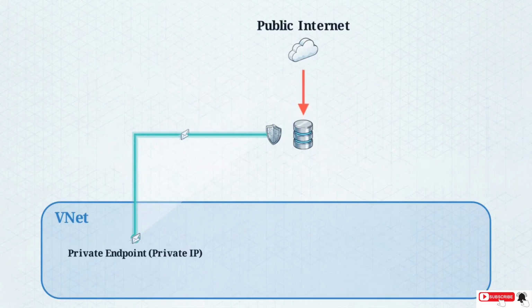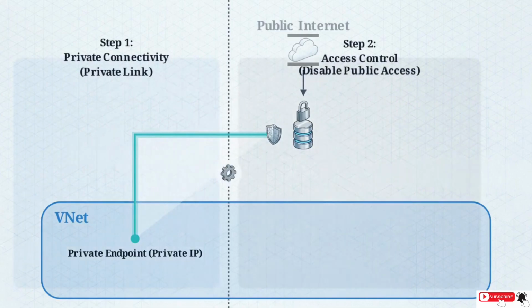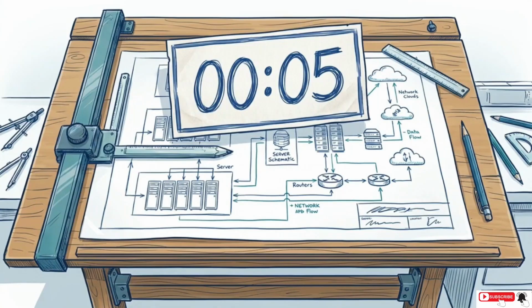Creating that private endpoint does not automatically disable the public entry point. If your security mandate requires the service to be strictly private, you must configure the service to deny public network access. Establishing private connectivity and blocking public access are two distinct configuration steps. We've built the entire architecture.